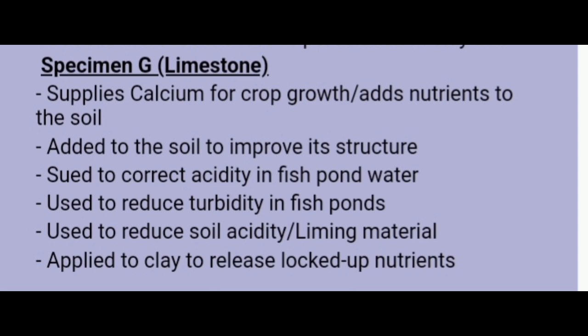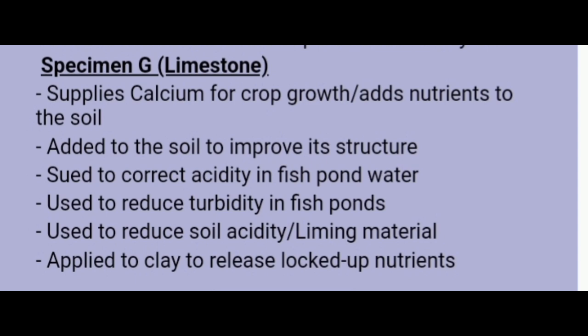It serves as an additional source of calcium for bone development in fish. So it can also be used as fish pond lime to reduce the acidity of the water. Since it's calcium, calcium helps to develop strong bones and teeth. So bone development in fish can be enhanced when you add lime in the fishery part of agriculture. It reduces turbidity in fish ponds through its flocculation property.